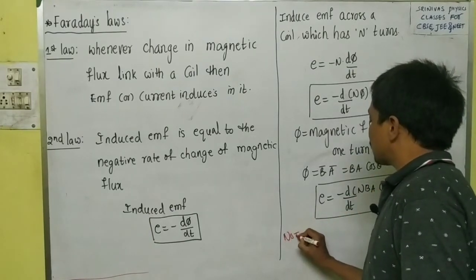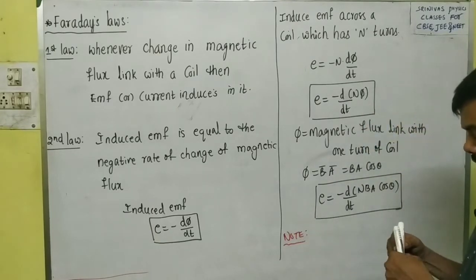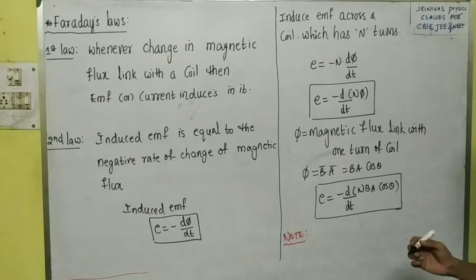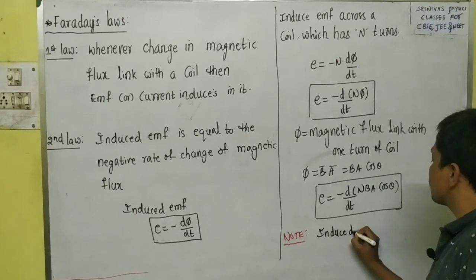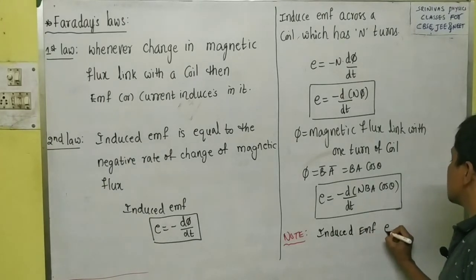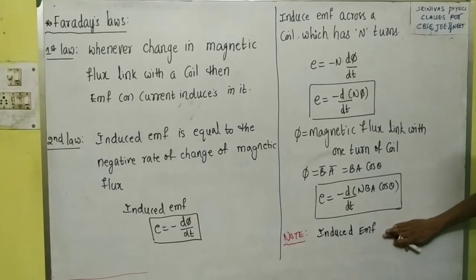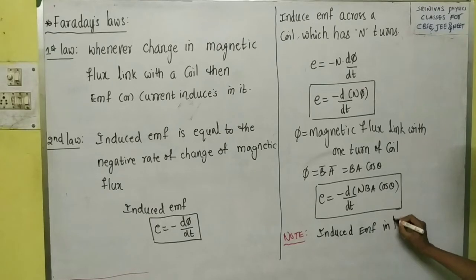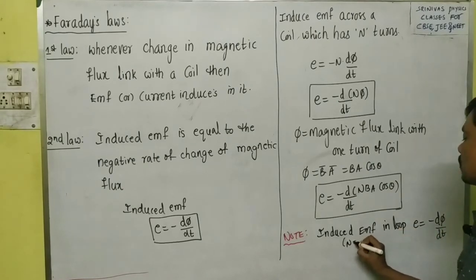The induced EMF formula we derived, right? Induced EMF in a coil. We write E is equal to the induced EMF in a loop. I want a loop, and a loop has only one turn, right? Then we write E is equal to only minus d phi by dt. Why? Because the loop has only one turn.